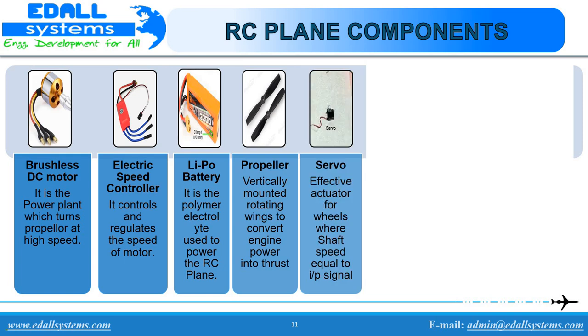Servos are what move your control surfaces. The servo plugs into the receiver. The aileron plugs into channel 1 on the receiver and the elevator plugs into channel 2 on the receiver.